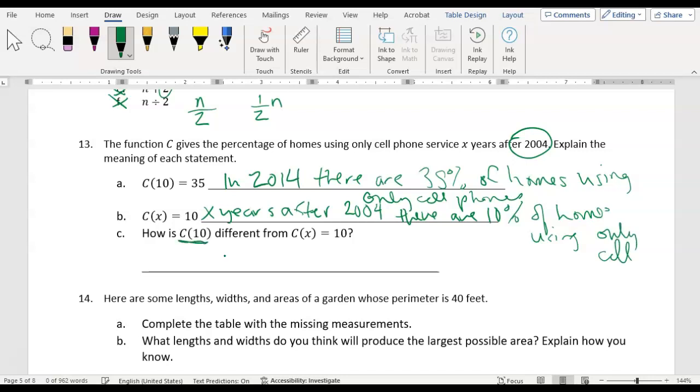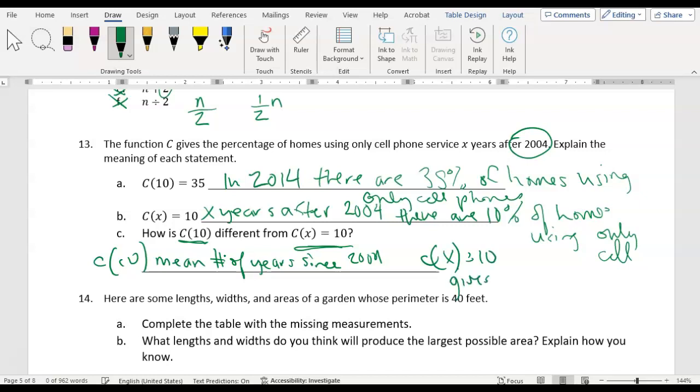How is C of 10 different from C of x equals 10? So in here, C of 10 means number of years since 2004, versus C of x equals 10 gives us the percent after a certain number of years. And so in this first case, this 10 is the input, but in the second case, this 10 is the output.